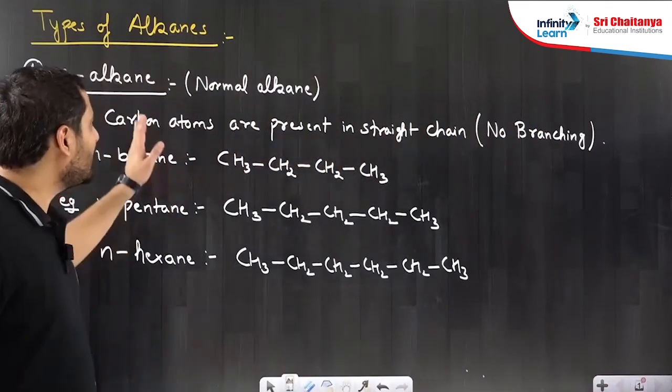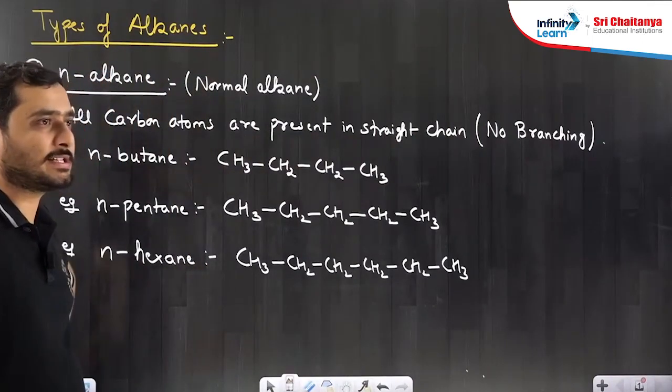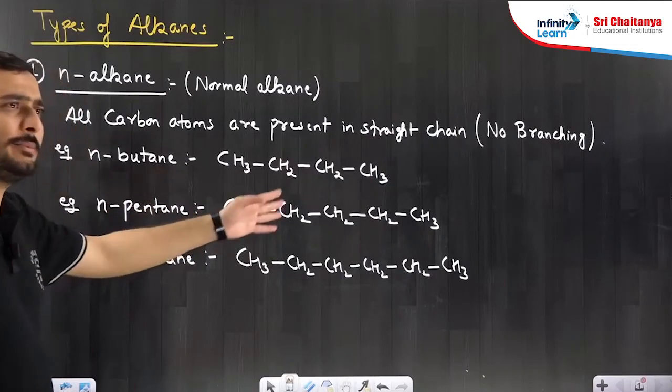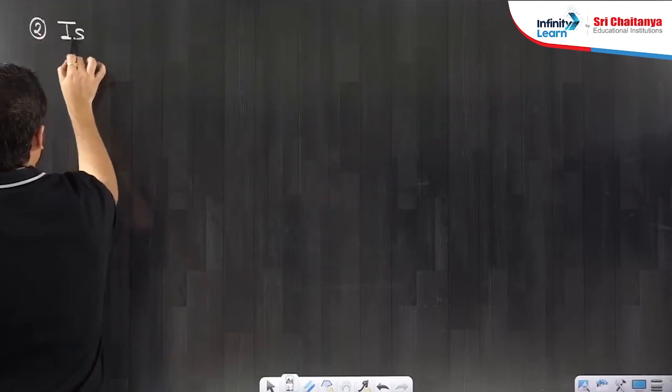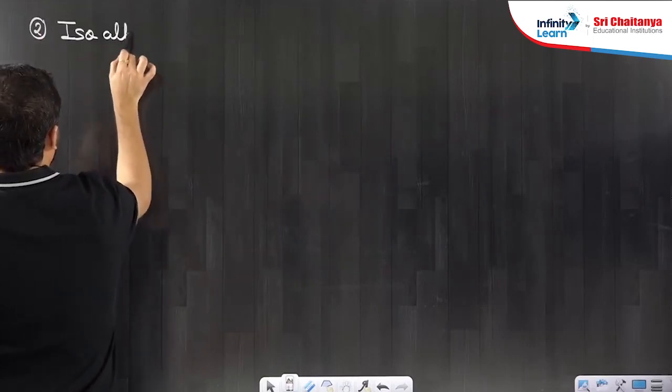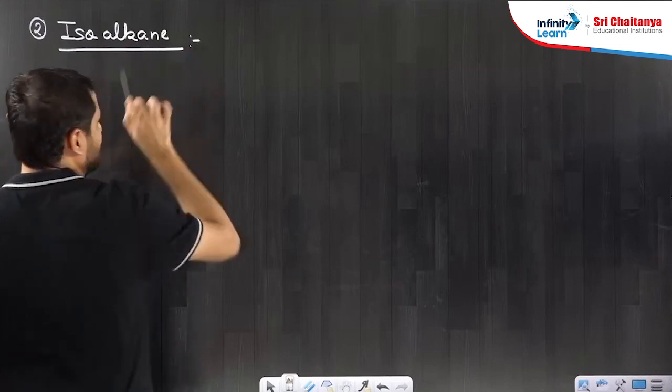Now tell, any doubt in this normal alkane? That is, how to draw the structure of normal alkanes? Clear? So it is very simple. All carbon atoms in a straight chain without any branching. Next type of alkane is isoalkane. Now this is very important. How to draw the structure of isoalkanes?